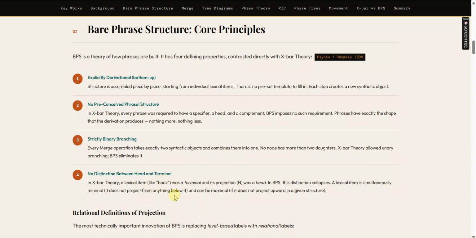Fourth, no distinction between head and terminal. In X-bar theory, a lexical item like "book" was a terminal and its projection was a head. In BPS, there is no such thing. A lexical item is minimal if it does not project from anything below it, and can be maximal if it does not project upward in a given structure.